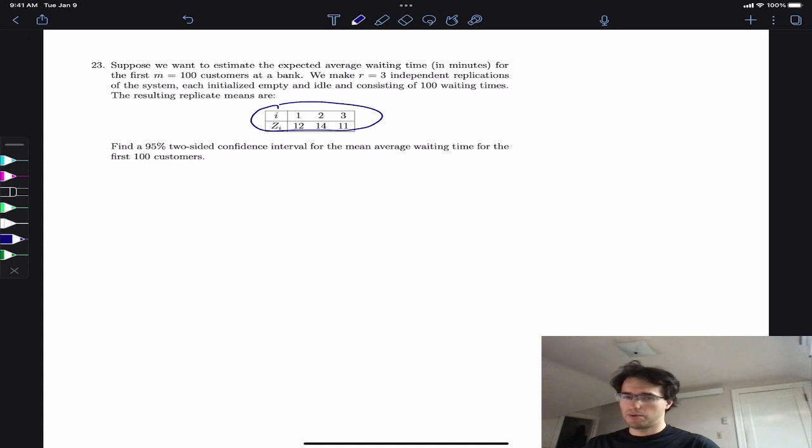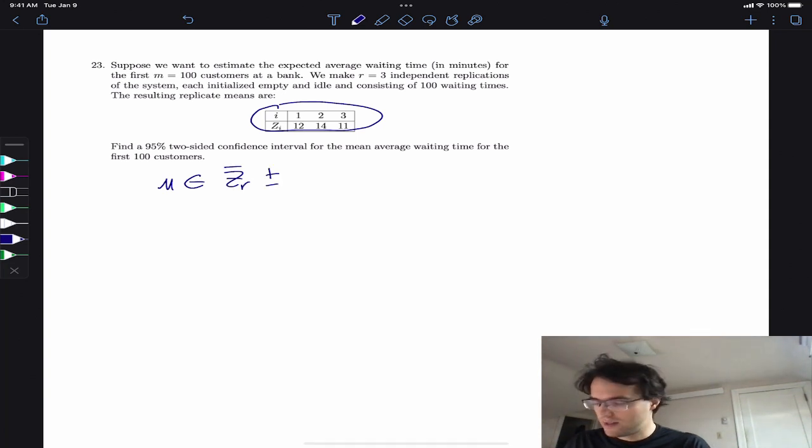So recall for this one that we have this formula. The mean mu, which is the average waiting time, is in the interval Z r bar plus or minus t alpha over 2, r minus 1, times the square root of S Z squared divided by r.